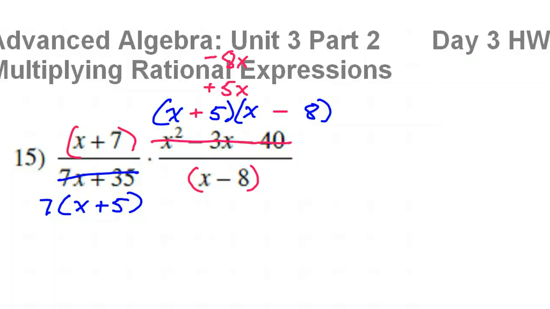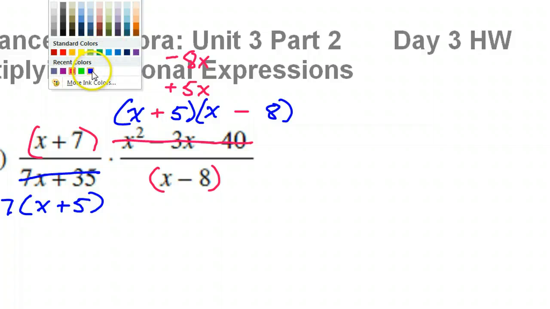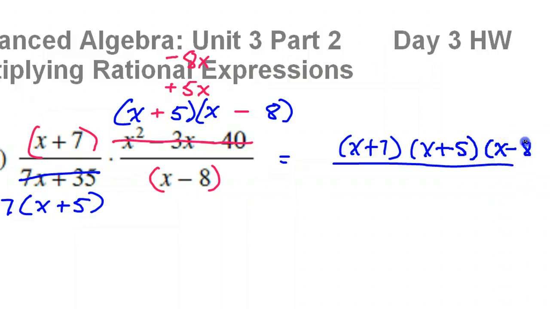Alright, so this is what we have so far. I'm just going to clean it up to make things more obvious. So at this point I have x plus 7 and I have x plus 5, and I have x minus 8. In the denominator I have 7, and I have x plus 5, and I have x minus 8.